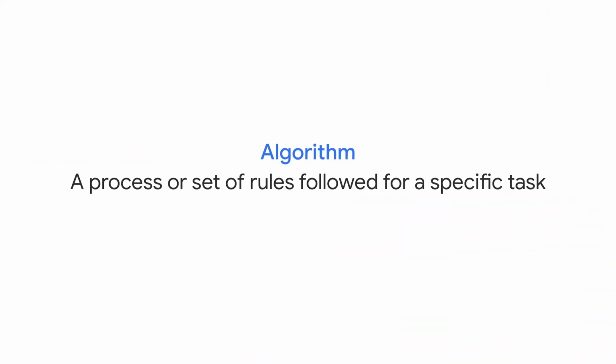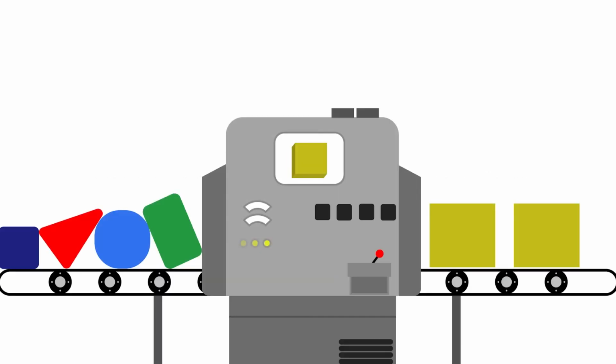This base data is then transformed using an algorithm, which is a process or set of rules followed for a specific task. The algorithm derives new data. Data analysts can use this new data to uncover insights that aren't available directly from the base data alone. Let's explore how this works.